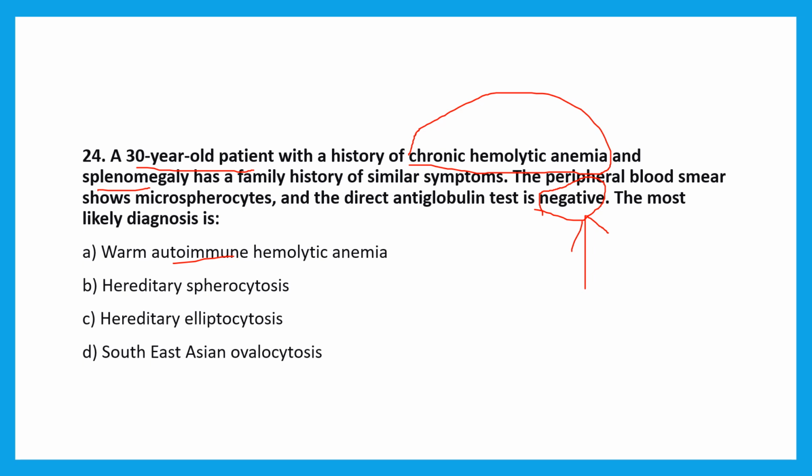And then the combination of chronic hemolysis, chronic hemolytic anemia, you can mark this. The combination of the family history, and also the splenomegaly which we are seeing here, and not only the splenomegaly but microspherocytes on the PBS. We've already talked about the DAT, which is negative. These are diagnostic for hereditary spherocytosis. Yeah, they are diagnostic for hereditary spherocytosis.